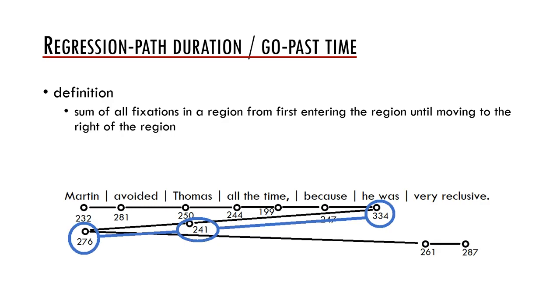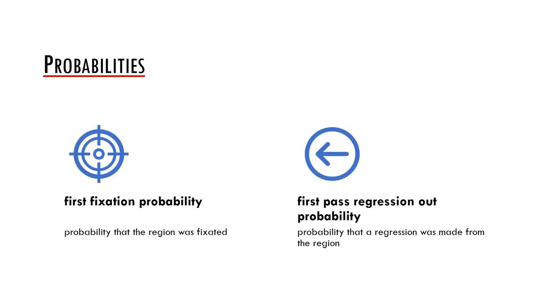851 milliseconds. Regression path duration is important because it is independent from other measures. It is the time needed to process the region before going further. For example, it is very informative in experiments targeting ambiguity solution. There are also other measures which are less used but may be useful for specific research purposes.